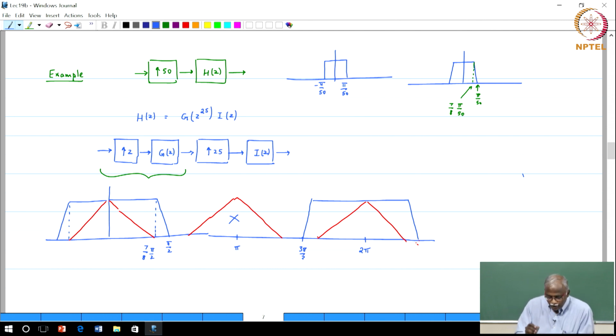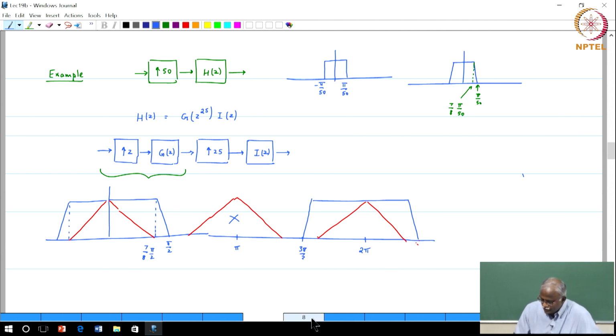Now, the next stage of upsampling, what does it do to my G of z? G of z becomes mapped to pi by 50, and the passband automatically gets mapped to 7 by 8 times pi by 50. So, without doing anything, I have got the desired response, and the key point is that I of z has to remove certain images. We just have to make sure where the images are coming.